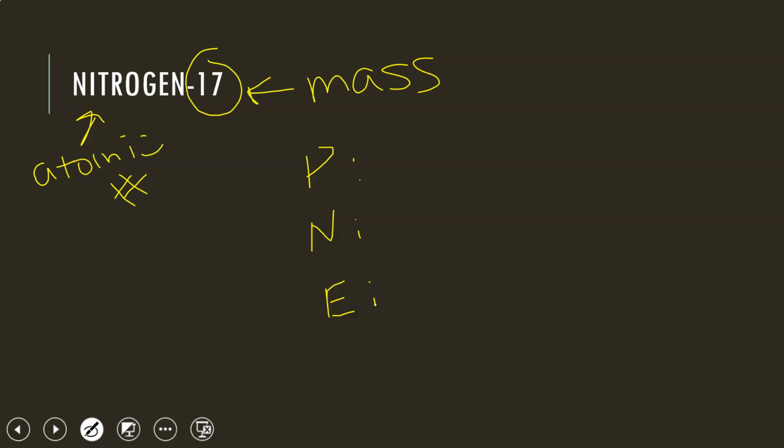So remember that the protons are equal to the atomic number. And if we look, the atomic number for nitrogen is 7. So the protons are equal to 7. And then the electrons are also equal to the atomic number. So that's 7. And then we do the mass, which is 17 minus 7, which is 10. So we have 10 neutrons.